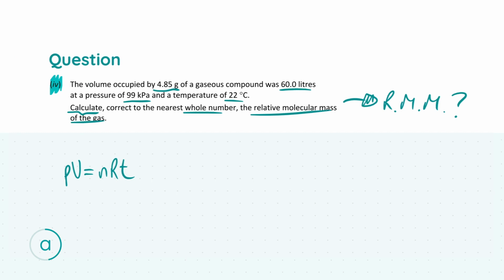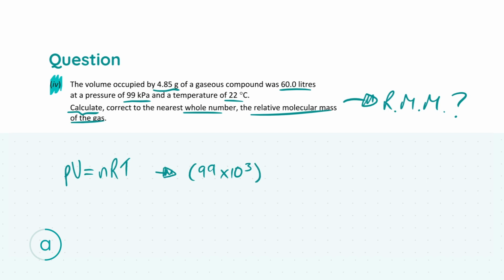So writing down my formula here, PV equals nRT, we can actually go ahead and start plugging in all the information that we know. So what do we already know? Well, we know the pressure, which in this case was 99 kilopascals. So 99, and this is going to have kilopascals, so we're going to have times 10 to the 3. You can also write this out as just 99,000 if that's a little bit more comfortable for you.